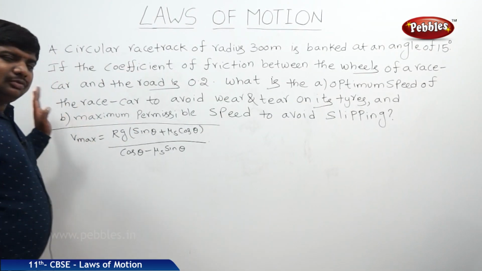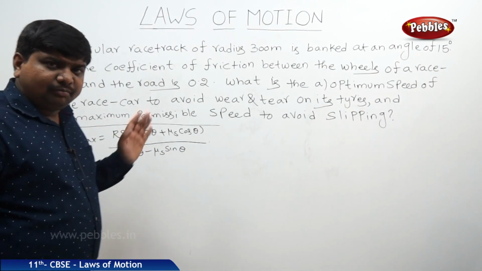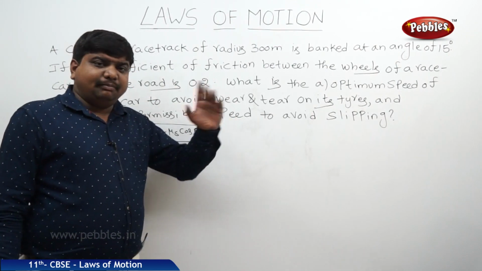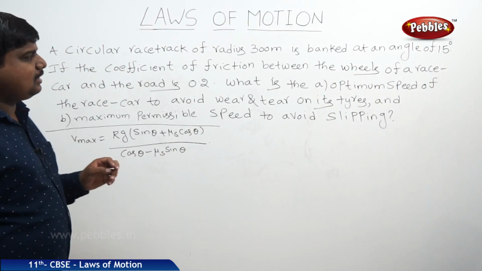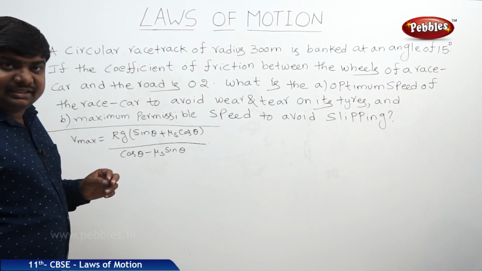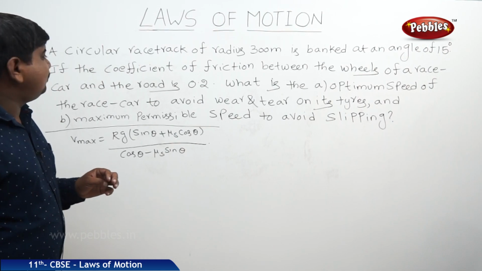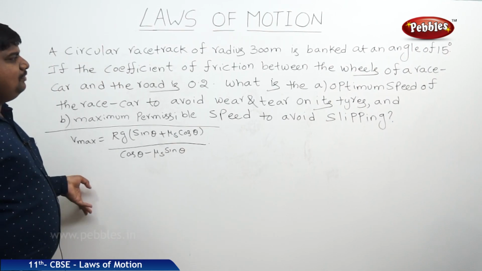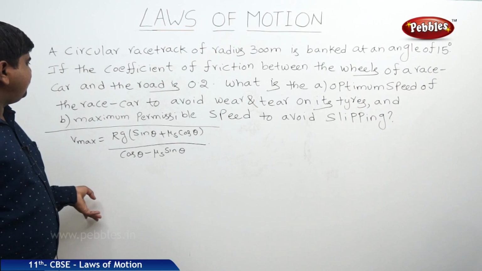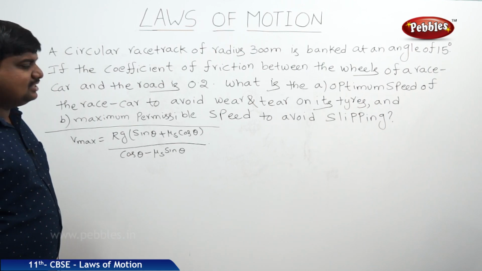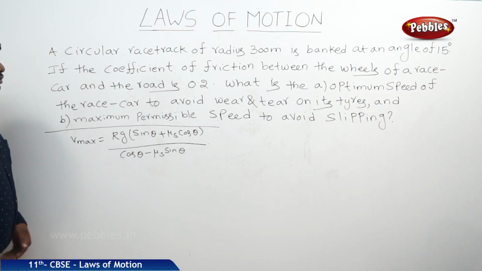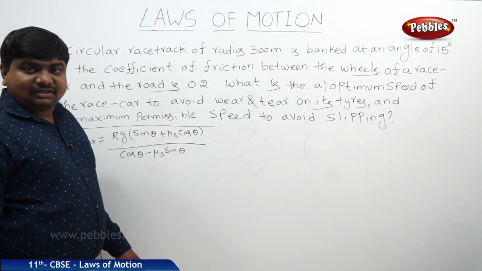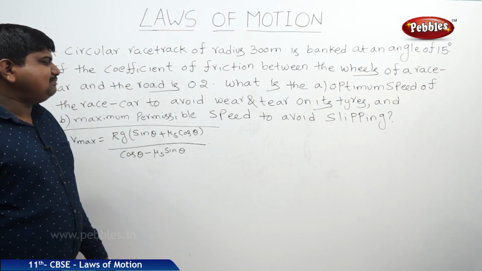This is a problem based on the concept of motion of a body on a banked road. The problem is: a circular racetrack of radius 300 meters is banked at an angle of 15 degrees. If the coefficient of friction between the wheels of a race car and the road is 0.2, what is the optimum speed of the race car to avoid wear and tear on its tires, and the maximum permissible speed to avoid slipping?